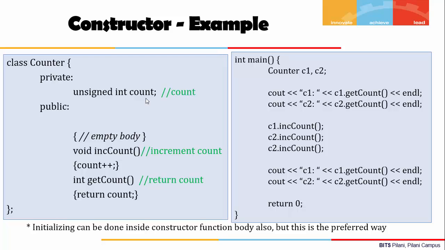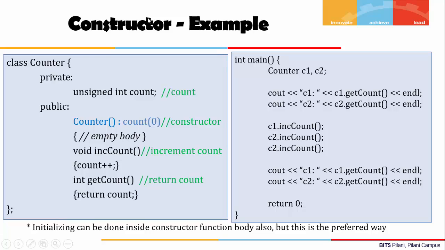In this example, this is a constructor: Counter::Counter() : count(0). The aspect of this constructor, if you see, is that it has the same name as the class, like we discussed. The only way the compiler knows that they are constructors is that they have the same name as that of the class. Secondly, no return type is used for constructors.